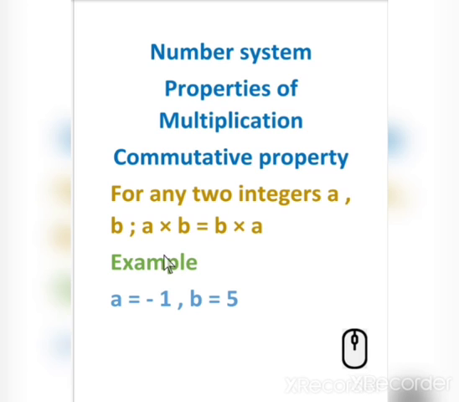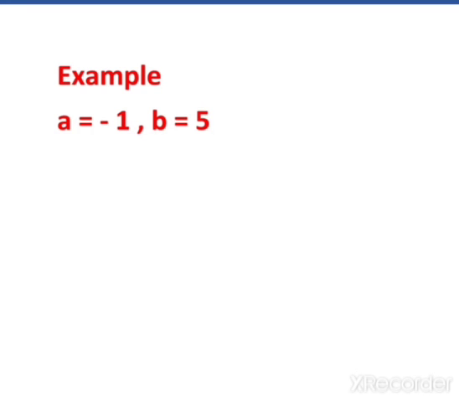First we are going to solve the left hand side, that is a into b. The value for a is -1 and we are going to multiply, so multiply sign, and the value for b is 5. If we multiply these numbers, the answer will be 5, isn't it? But we are going to multiply the sign also. So minus into plus is minus. So the answer is minus 5.